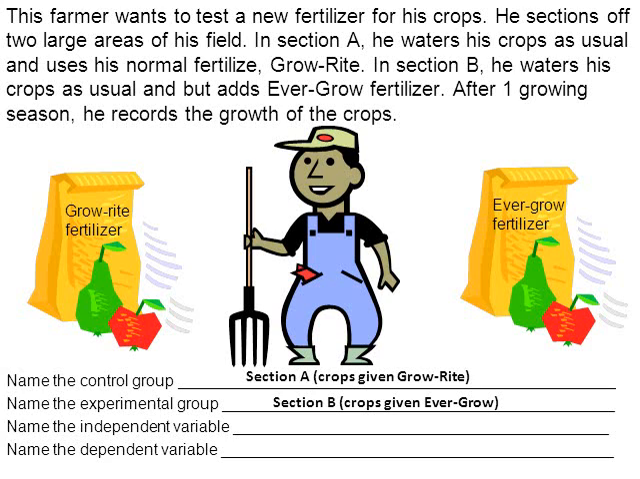So the independent variable, if you recall, it's just the difference. What's different between section A and section B? What's the type of fertilizer that he used? And lastly, the dependent variable is the data measured. How does he know which fertilizer worked better? He has to record and measure something, and what he's doing is recording the growth of the crops. So there's another example. Let's go on to the next example.